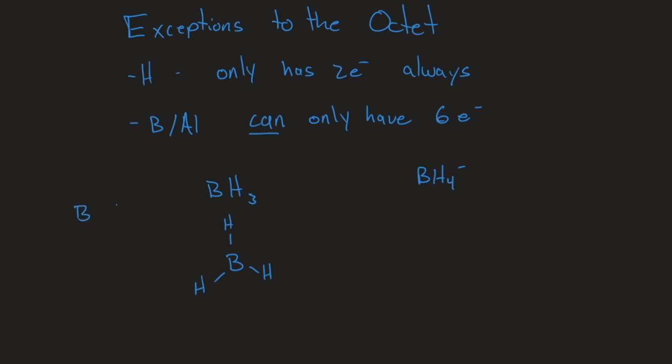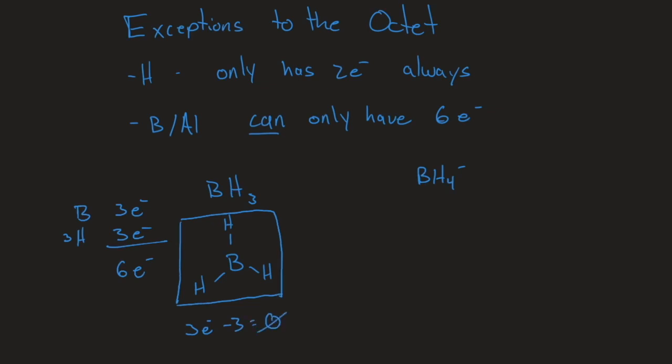Boron is in group 3, so it has 3 electrons. Hydrogen is in group 1, but we have 3 of them, so that's another 3 electrons. That's 6 total electrons. And I've already used 2, 4, 6 electrons in my Lewis structure. This Lewis structure is complete, although boron doesn't have an octet. If we look at the formal charge, boron had 3 valence electrons and we're going to subtract the number of bonds, that's 3. And so the formal charge on boron in BH3 is 0.